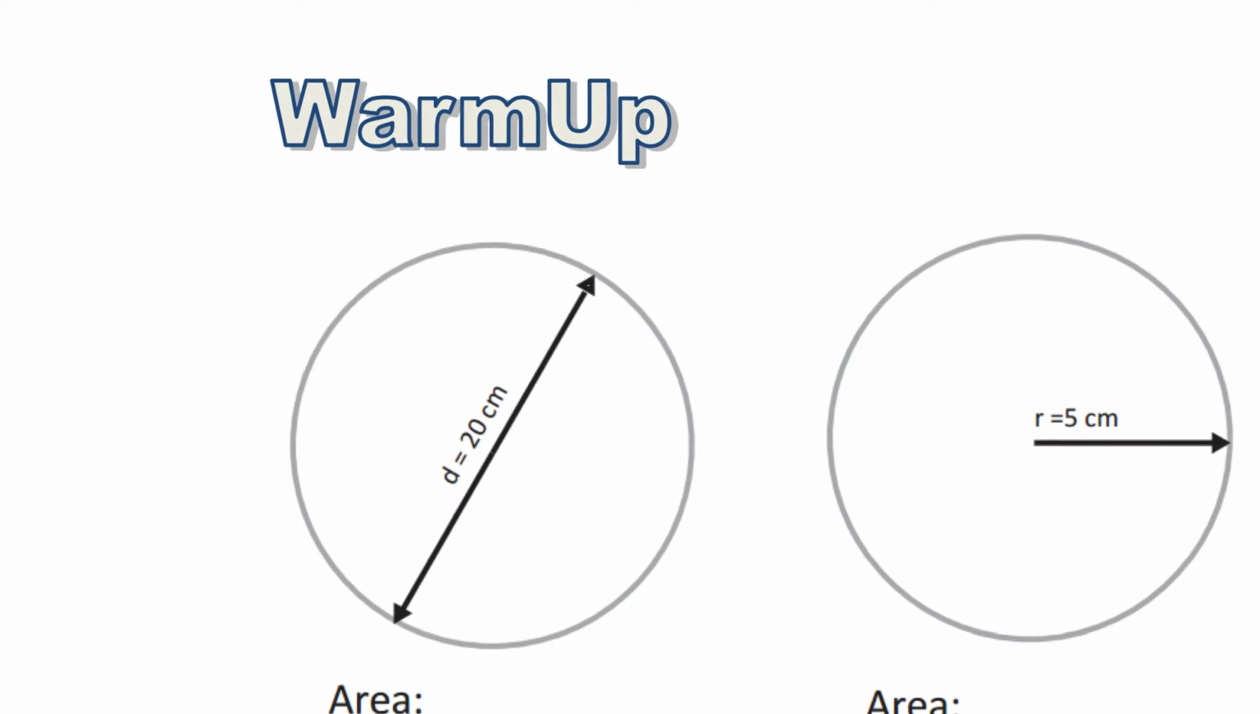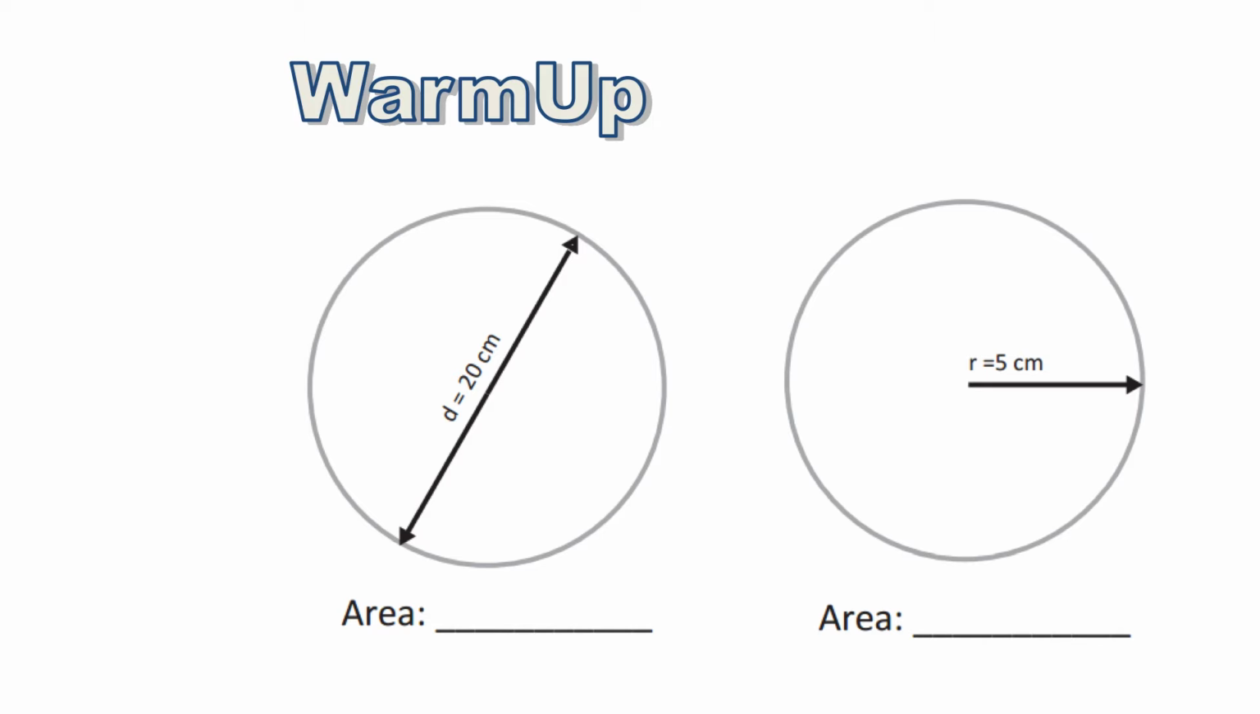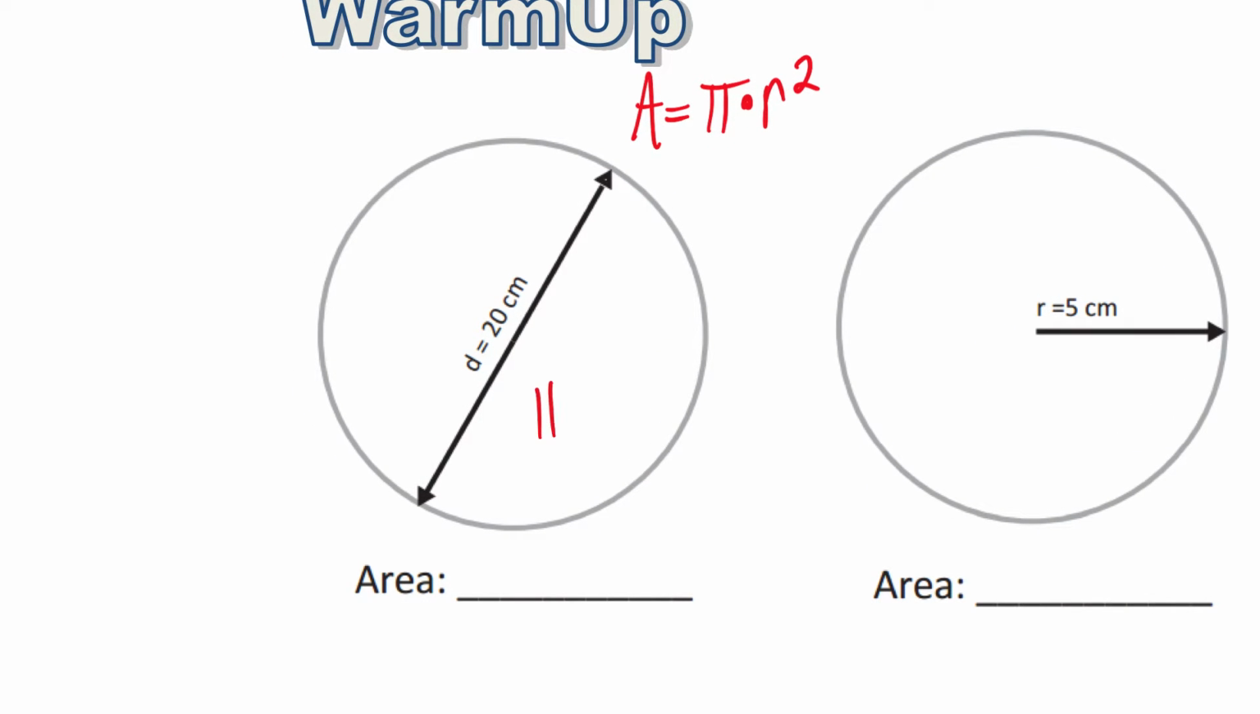All right, so how do we find the area of a circle? I remember the formula. Okay, so area of a circle is pi r squared. Pi r squared. So in this first one, we're going to do pi times, what's the radius of this circle?